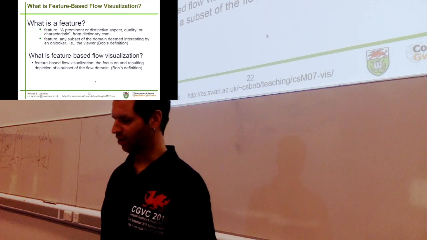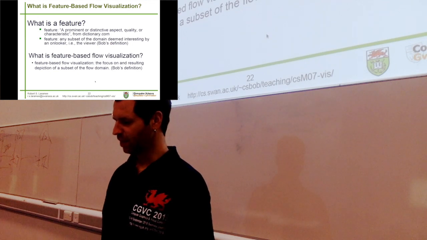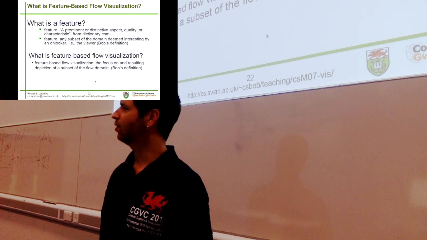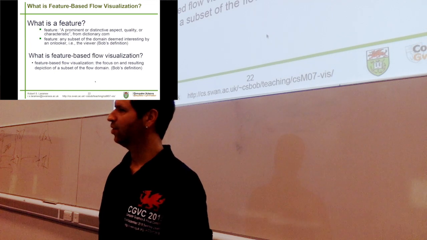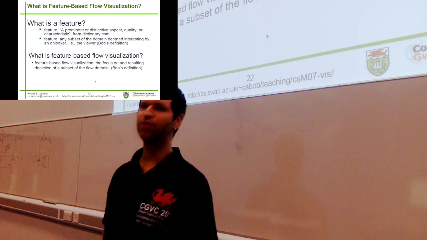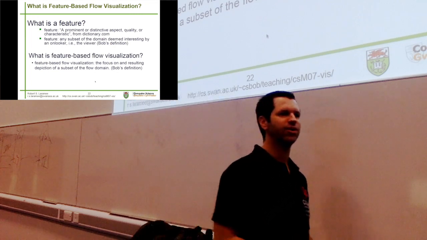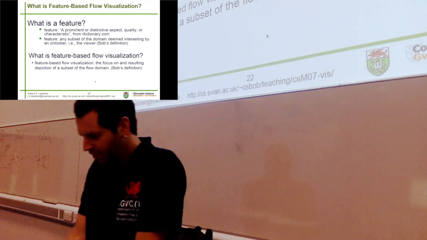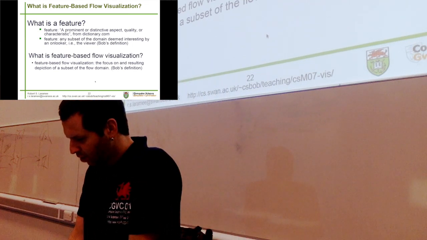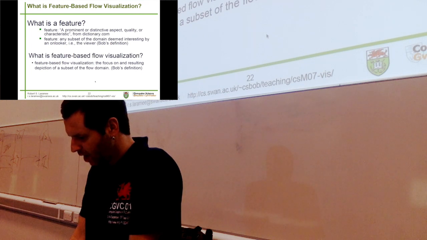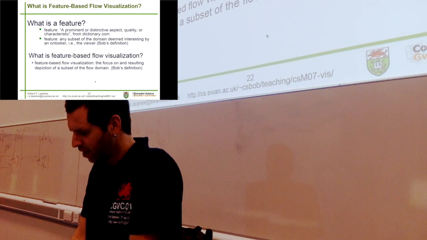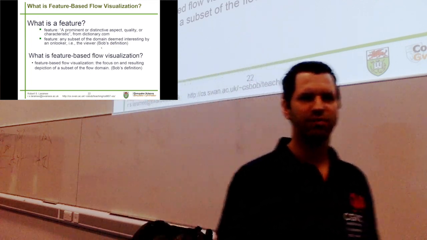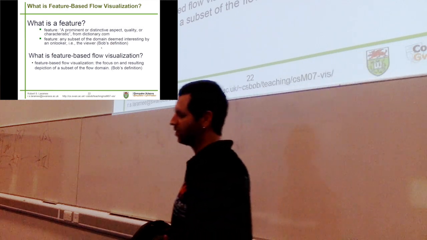And so we look for things called features. Those are difficult to define because they're based on the user. If you ask a user what subset they want to see, every user will have a different answer: I want to see this, or I want to see that. If we look it up in the dictionary, a feature is a prominent or distinctive aspect, quality, or characteristic. My definition is: any subset of the domain deemed interesting by an onlooker. That would be the definition that's most applicable and most useful for this context.